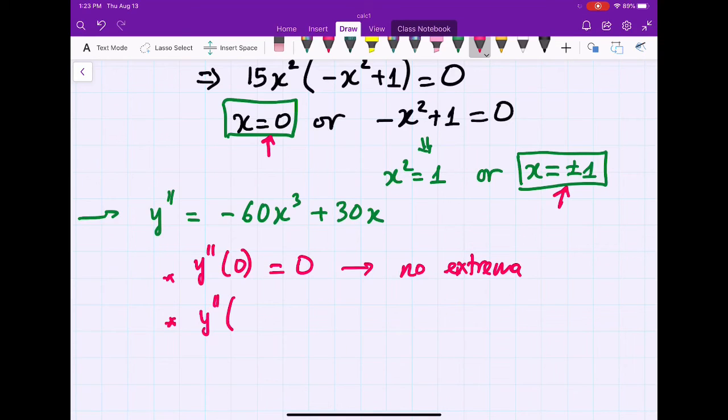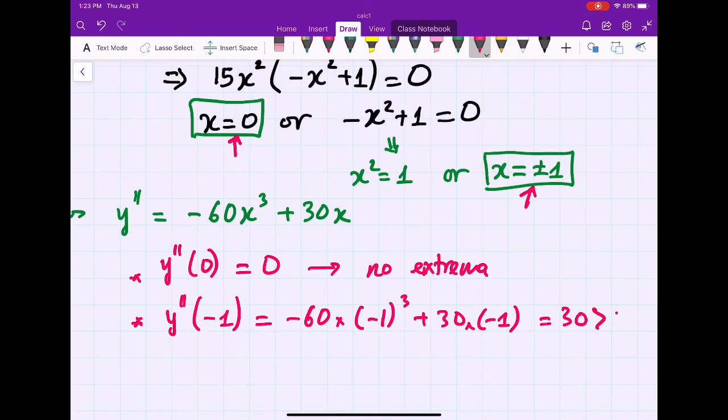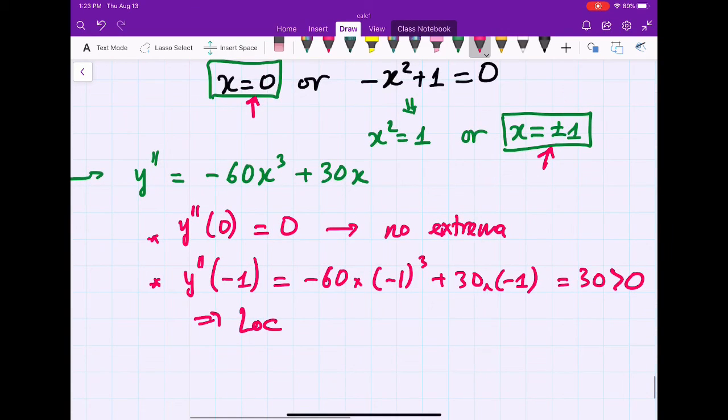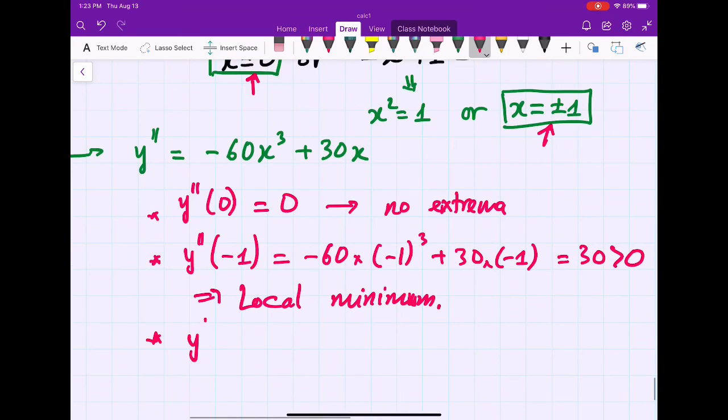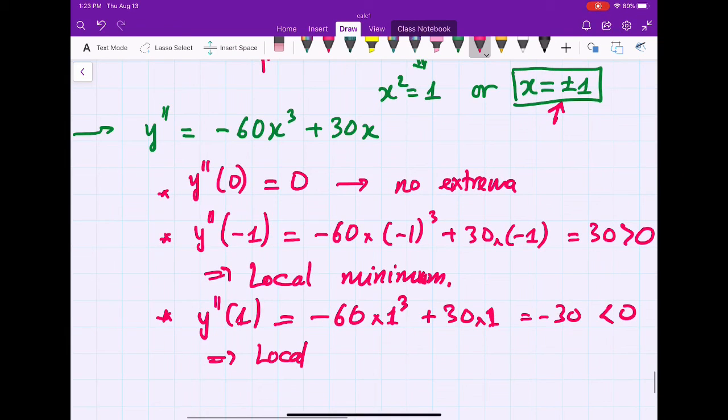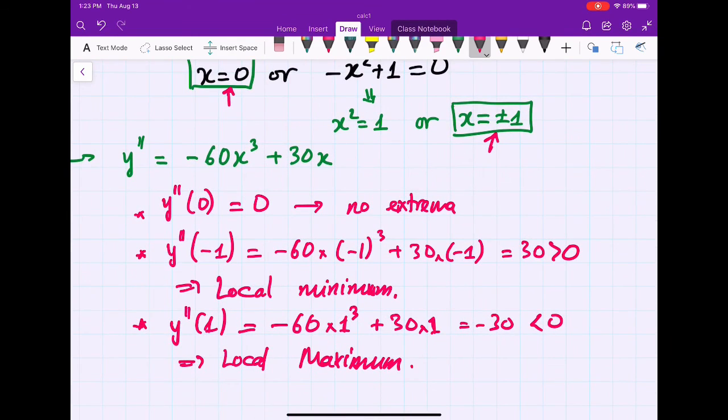And then the second derivative at -1. You just plug -1 into this, right? You get -60 times (-1) cubed plus 30 times (-1). And you see that is 30, bigger than 0. So this is a local minimum, right? And you plug 1 into the second derivative, you get -60 times 1 cubed plus 30 times 1. Then you get -30, less than 0. So that is your local maximum. You see, that's how we can use the second derivative test to classify local extrema.